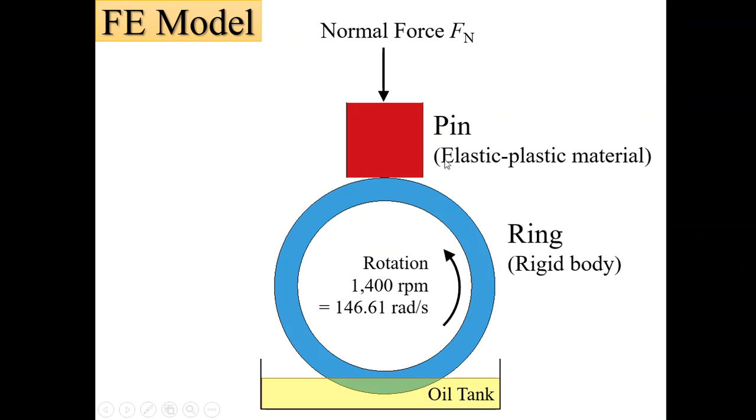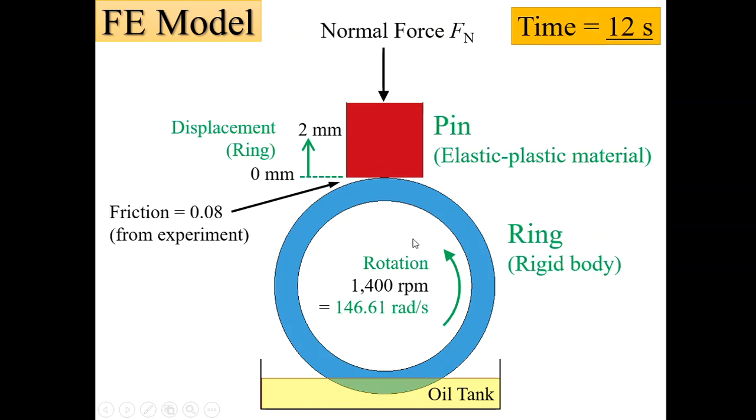So what we want to measure is only the pin and the ring. During the numerical analysis, we will set it to 12 seconds. It can be 20 seconds, it can be 40 seconds, it's up to you. So here we set it to 12 seconds, and instead of having a normal force from the top, we will replace it with the rigid body ring rotating and moving upwards in the same direction.